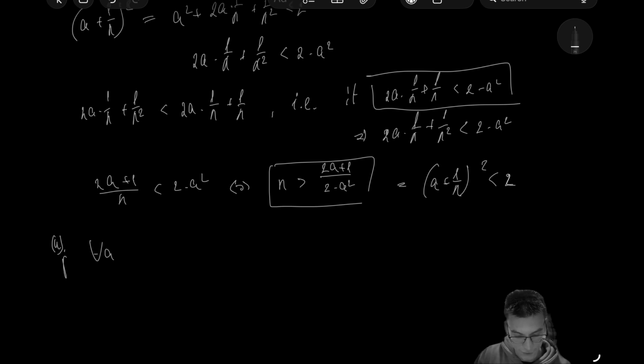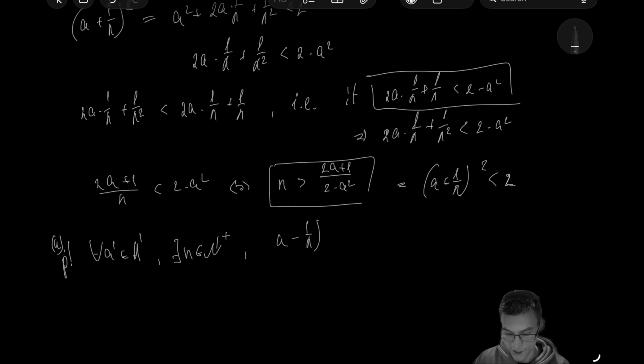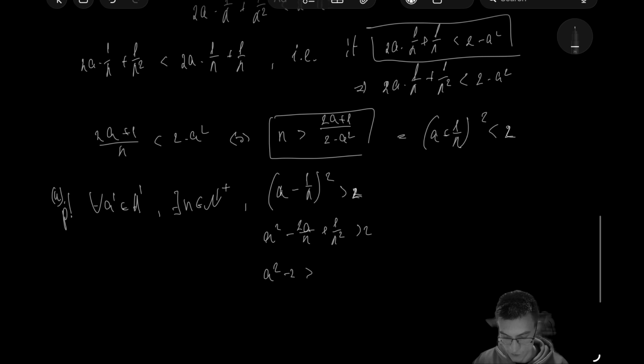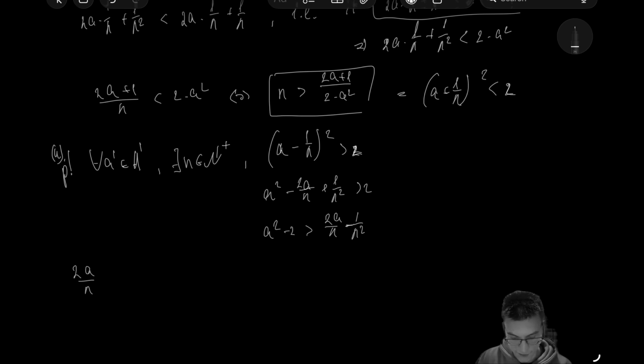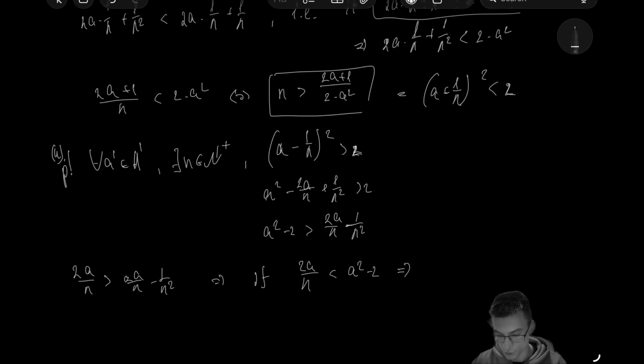for any a, we have to introduce such n, which is positive, natural, that (a minus 1 over n) squared is greater than 2. And then let's resolve this inequation. We have a squared minus 2a over n plus 1 over n squared greater than 2. And then we can see that a squared minus 2 is greater than 2a over n minus 1 over n squared. Therefore, if 2a over n is less than a squared minus 2, that would logically imply that a squared minus 2 is greater than 2a over n minus 1 over n squared.